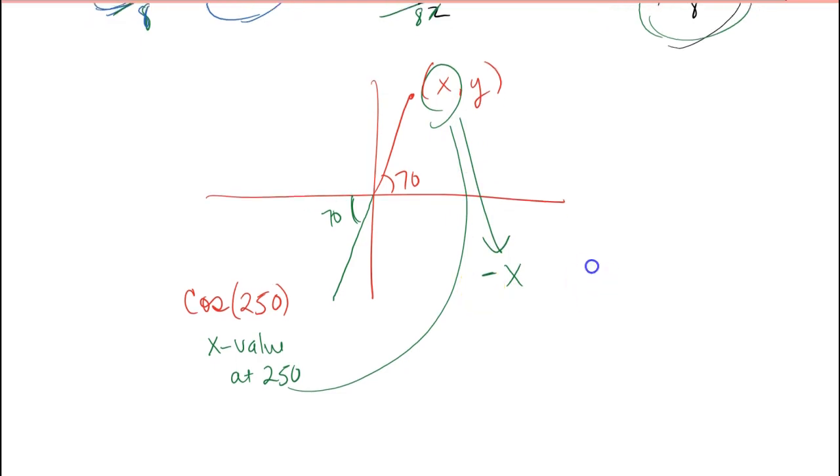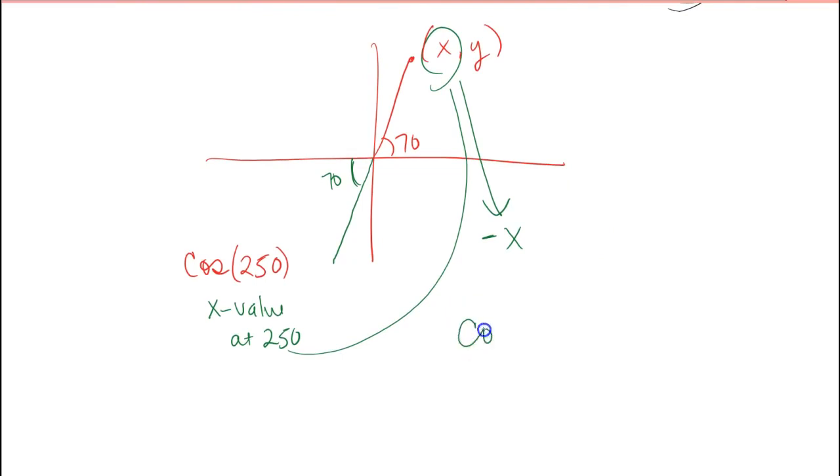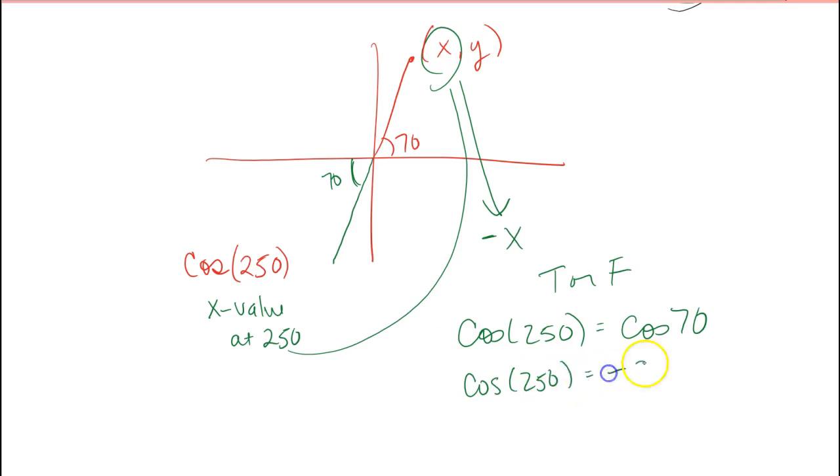So one thing I might ask you to do, especially if you're in pre-AP, it'll be like a true-false, where I'll say the cosine of 250 is equal to the cosine of 70, true or false. Now this one would be false. But if I wrote it as this, then it would be true, because I'm taking the x value at 70, and if I make it negative, it will match the x value at 250. So it's all about symmetry and knowing your reference angles.